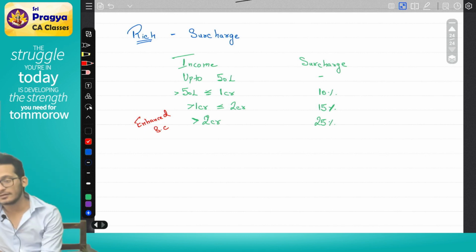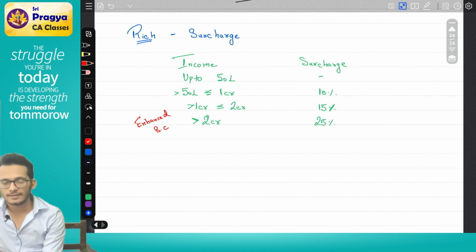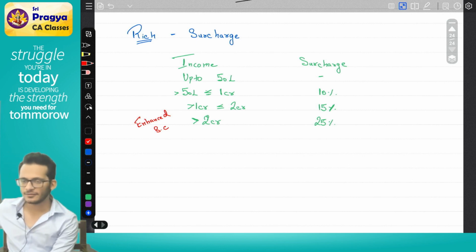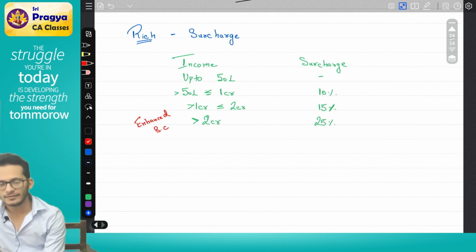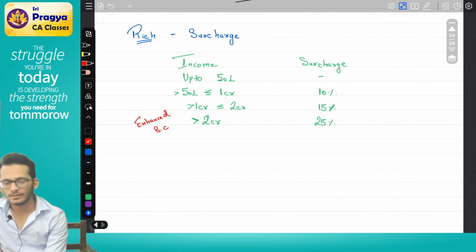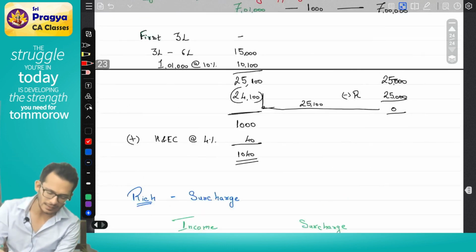This 2 crores is still called enhanced surcharge. Yes or no? Rahul, is marginal relief still applicable? Yes, obviously. Marginal relief is still applicable, which means you can still claim marginal relief. That is the last benefit, Rahul.